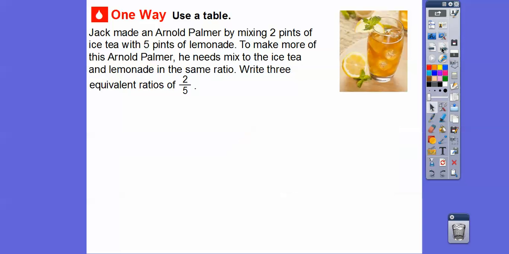All right. Here's another one here. So Jack made an Arnold Palmer by mixing 2 pints of iced tea with 5 pints of lemonade. So if you ever had Arnold Palmer, it's a mixture of iced tea and lemonade. It's pretty good. So to make more of this Arnold Palmer, he needs to mix the iced tea and lemonade in the same ratio. So we're going to write 3 equivalent ratios to 2/5.